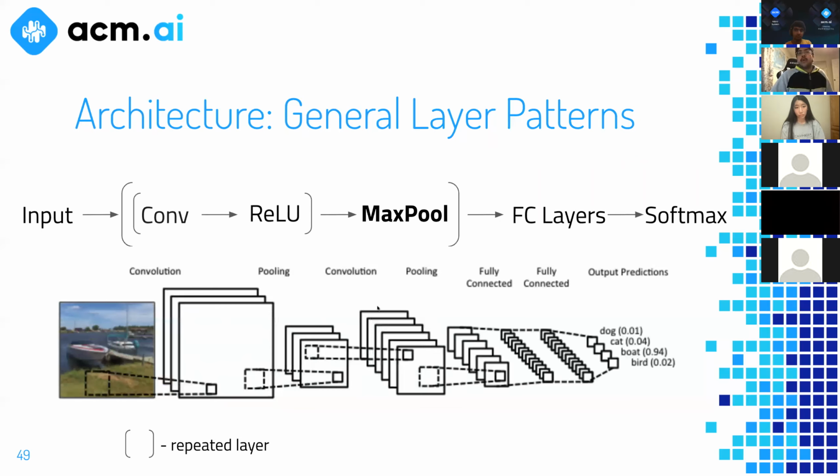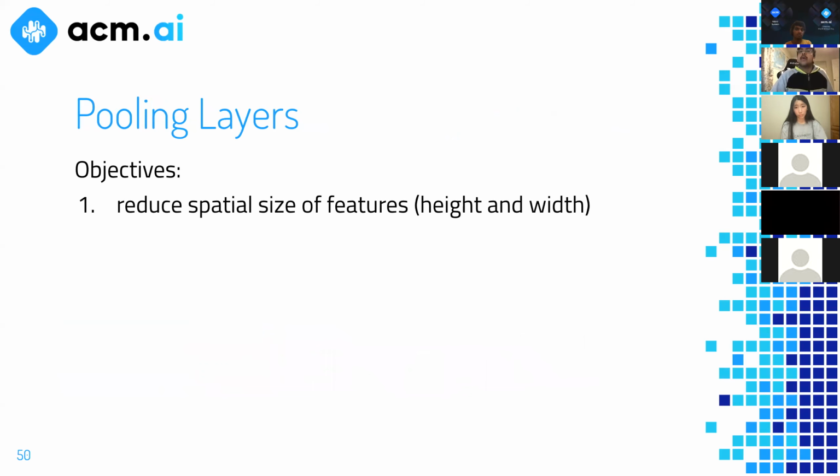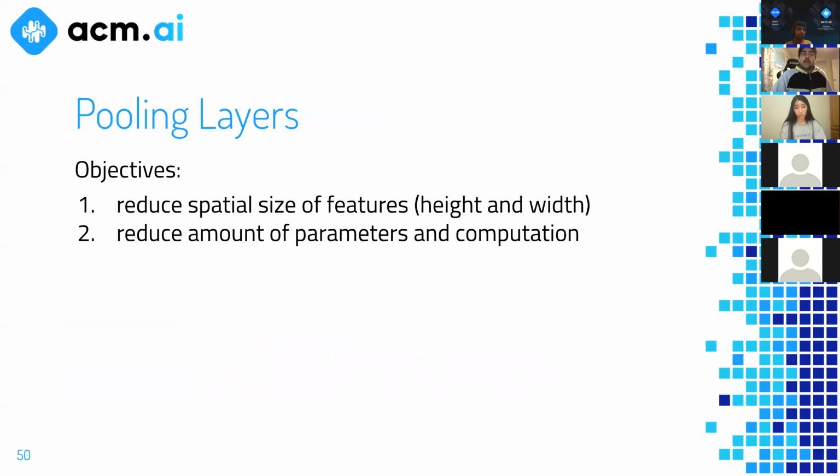So the next one would be our max pooling layer, or max pool layer as it's called. What are our goals for having a pooling layer? We want to reduce the spatial size of features so that it doesn't harm our computation and lowers the computing power that we need. We also want to control overfitting that maybe the fully connected layers or the other layers gave rise to, as well as reducing the amount of parameters that we have.